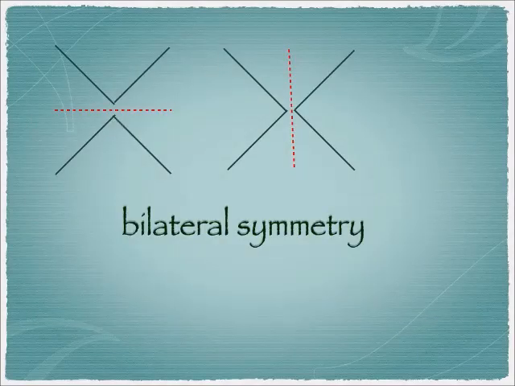The chi is an interesting letter, in that it has what is called bilateral symmetry. Whether you split it in the middle from top to bottom, or you split it in the middle from side to side, you have a mirror image. The pattern makes a mirror image of itself, either way that you split it.